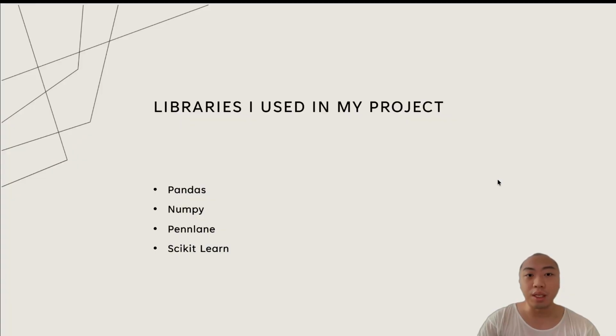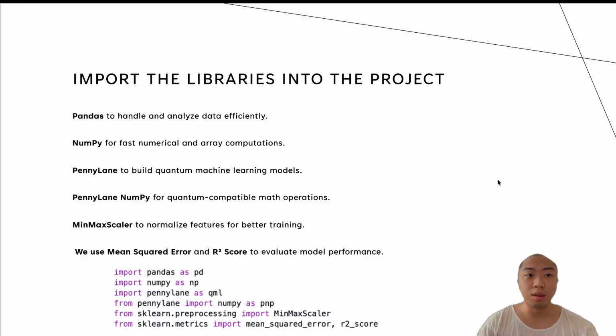The libraries that I use in my project are Pandas, NumPy, PennyLane, and Scikit-learn. Pandas is for handling and analyzing data efficiently. NumPy is for fast numerical array computations. PennyLane is to build quantum machine learning models. And PennyLane NumPy is for quantum-compatible mathematical operations.